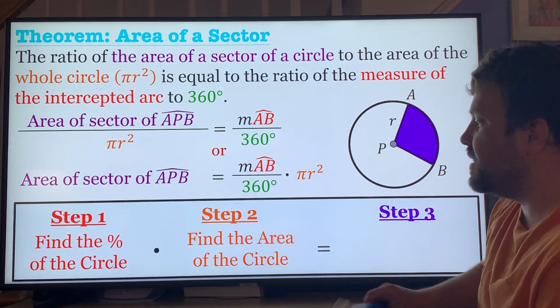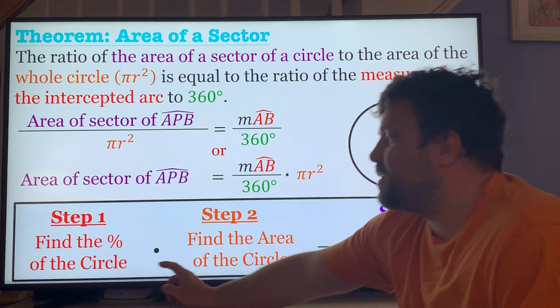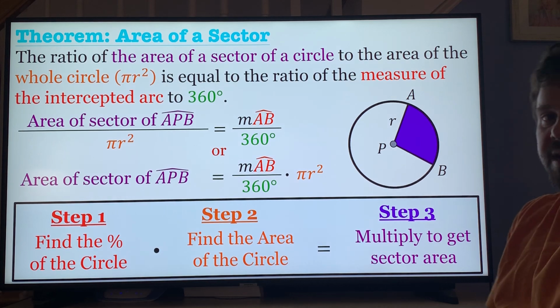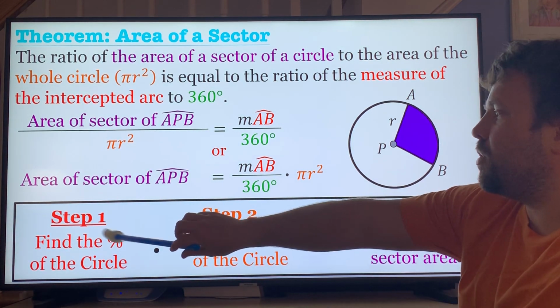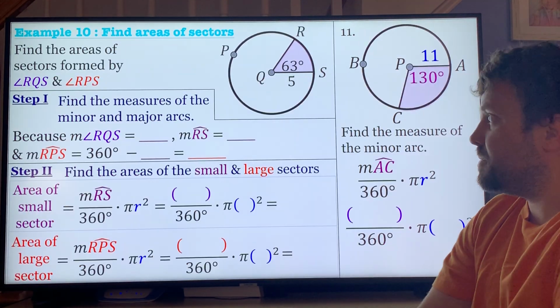Step 2, find the area of a circle, pi r squared. And the third step is you take these 2 numbers that you get here and you multiply them together to get the sector area. And you're going to do this all in one fell swoop. All right? Let's see if you guys can handle it.